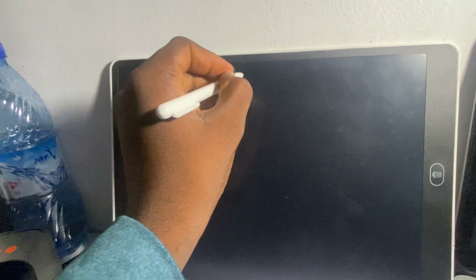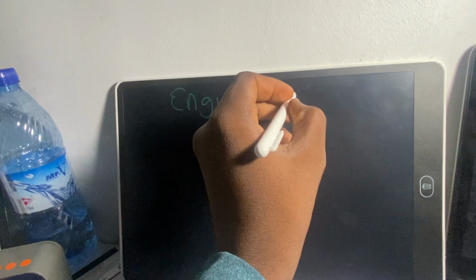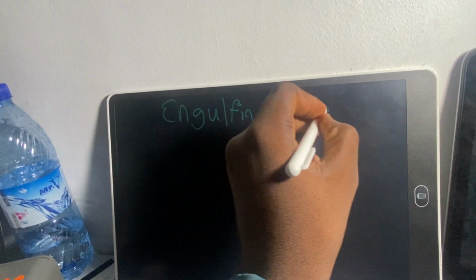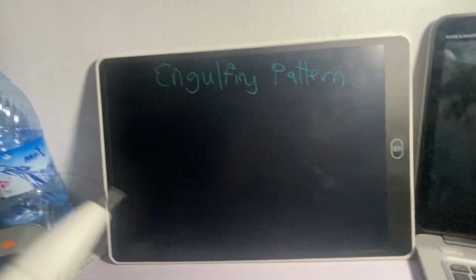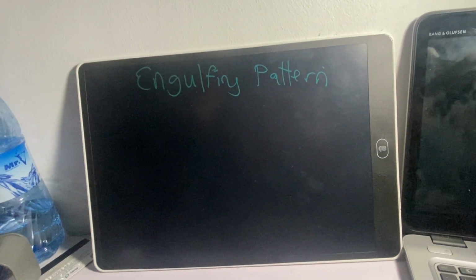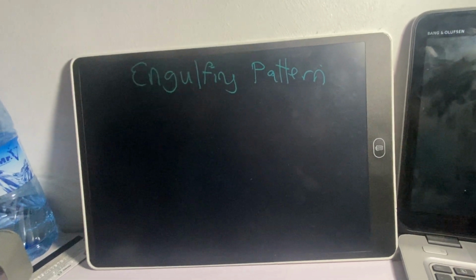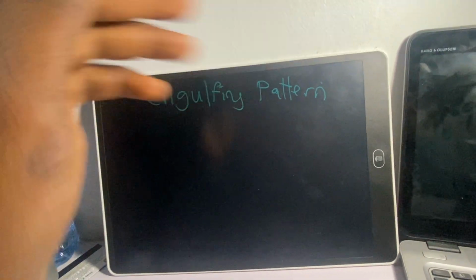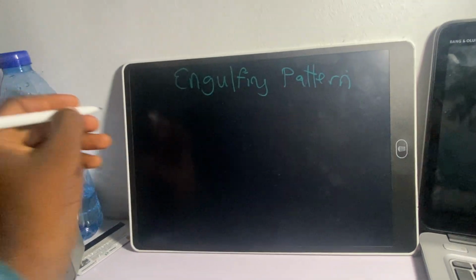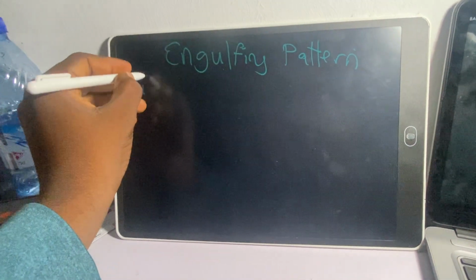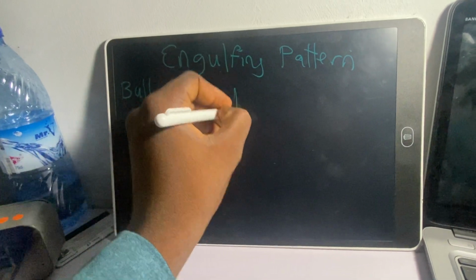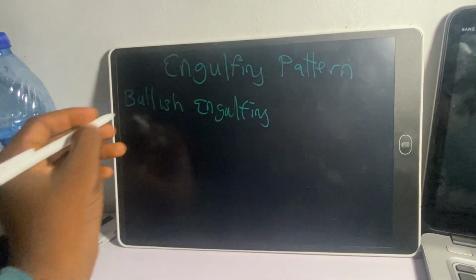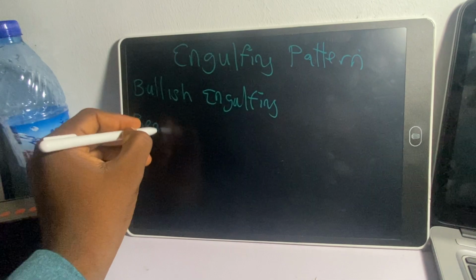So let's start with the engulfing bar, with the engulfing pattern. As the name implies, it is engulfing. That means a candlestick must engulf the other. So we have two types of the engulfing pattern. We have the bullish engulfing and the bearish engulfing.